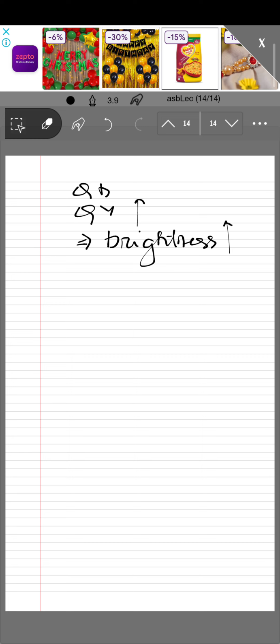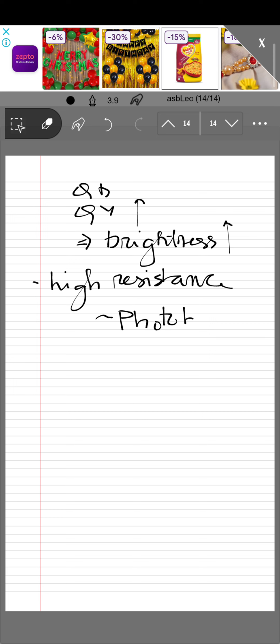Another aspect of having high quantum yield is that it will have high resistance to photo bleaching and chemical degradation.